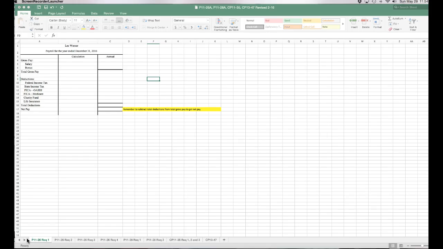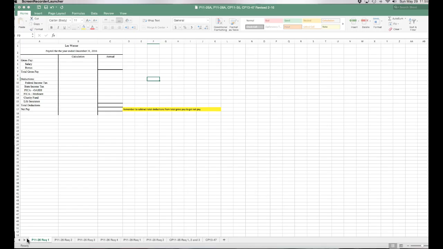So let's get started. We're going to be taking a look at 4 different problems, 3 out of chapter 11 and 1 out of chapter 13. The first one that we're going to be looking at is P11-26. And in this problem, what we're doing is we're taking a look at payroll. And how do we calculate payroll, and how do we journalize payroll?